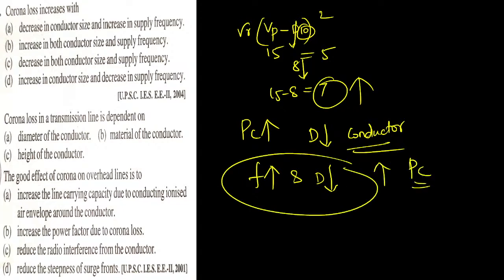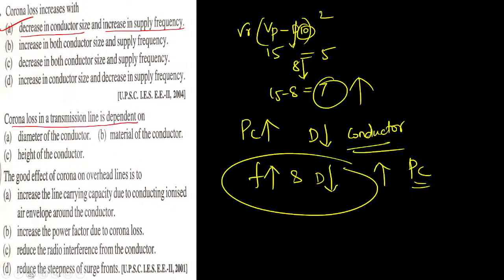So what is the conclusion? Choose the correct answer now. So the correct answer is decrease the conductor size. Yes, decrease the conductor size, increase the supply frequency. I hope I am correct. So the correct answer is option A. Shall we talk about the next question? Corona loss in a transmission line depends on.